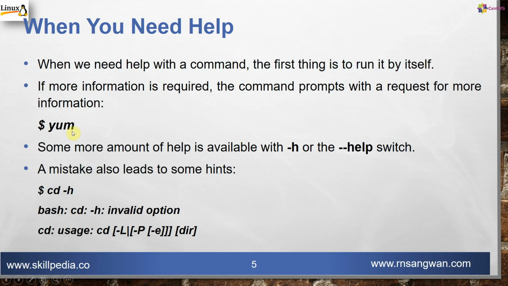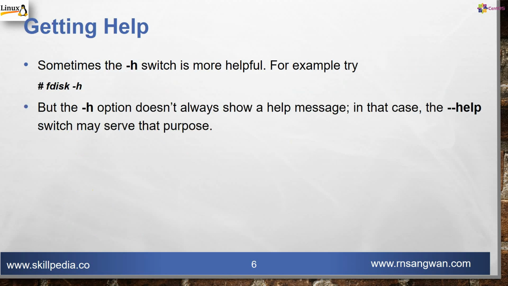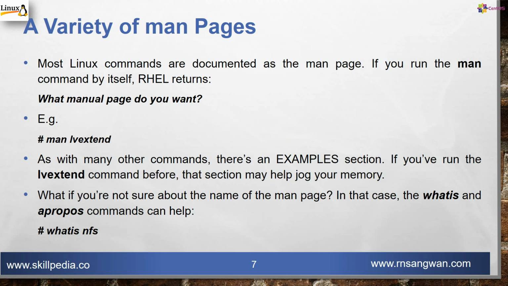So let's continue. The first thing is, you should try typing the command itself, or you can type -help or -h. That will sometimes give you the wrong option, and sometimes the right option. Sometimes -h is not helpful, like if you type fdisk -h, it doesn't always show a help message. In that case, you can use -help, which I just demonstrated.